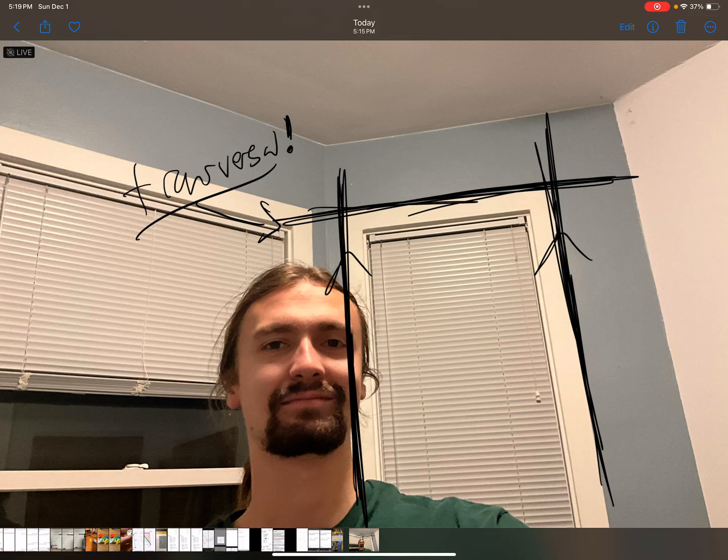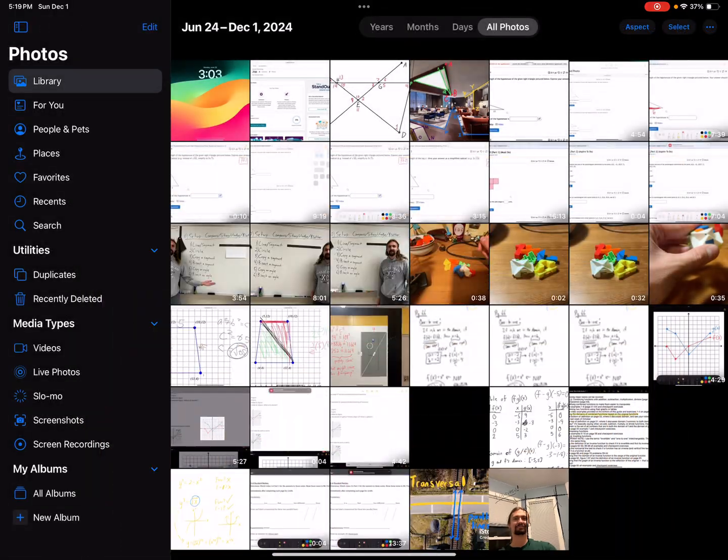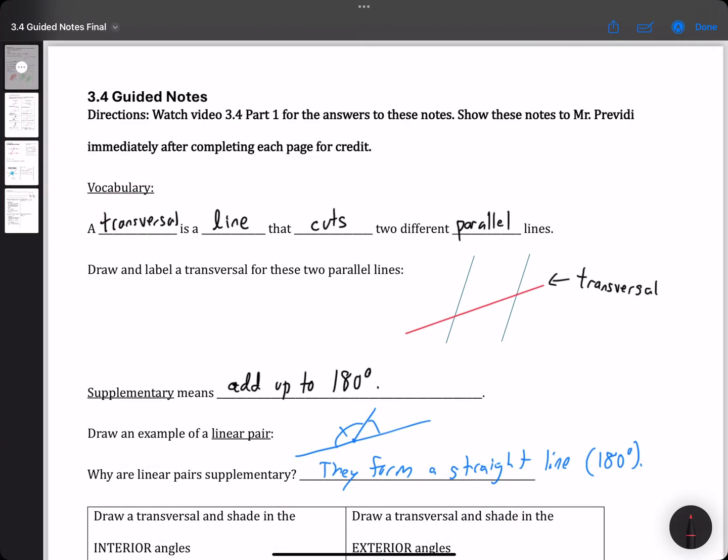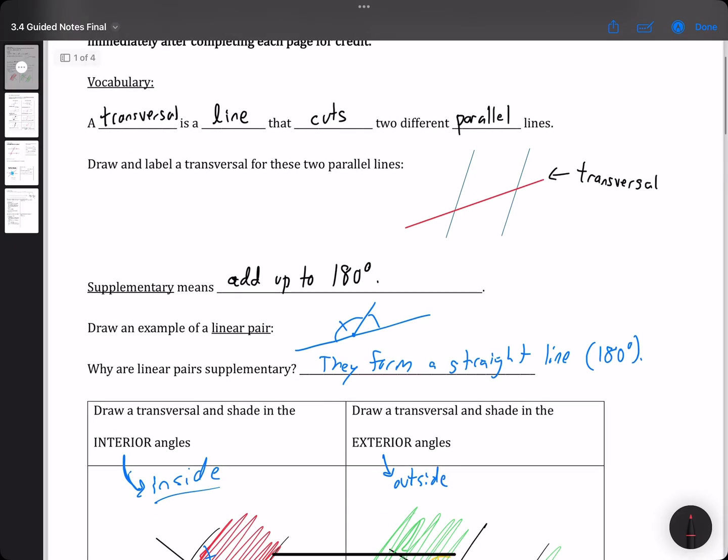Now the transversal doesn't always go side to side. It can go in any different direction. The transversal can go up and down. The transversal can go any direction, as long as you've got a line that cuts two parallel lines. And this is not strictly always necessary. I would put a little asterisk next to this. They're usually parallel, though not always.